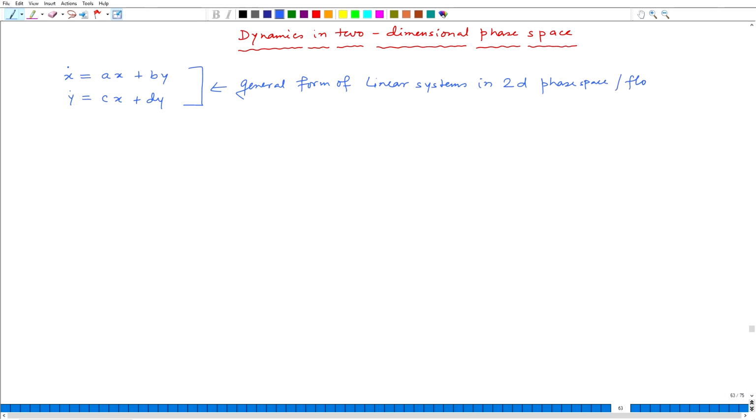Now, if I write like this, then I can define a vector which consists of the coordinates in the phase space, and I can also define a vector which consists of the velocities in the phase space, which is given by x dot. So, this is the phase space velocity vector, and this is the phase space coordinate.